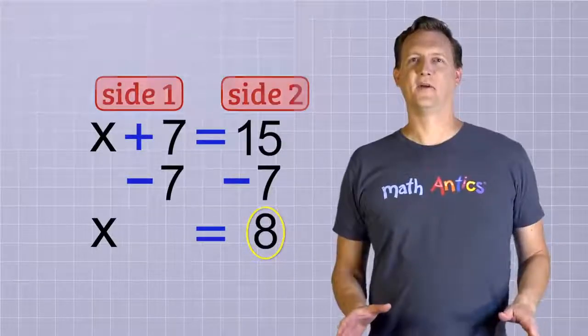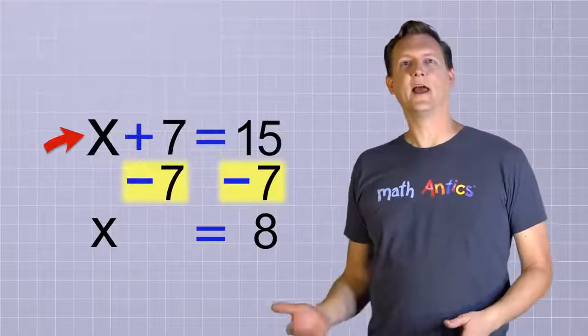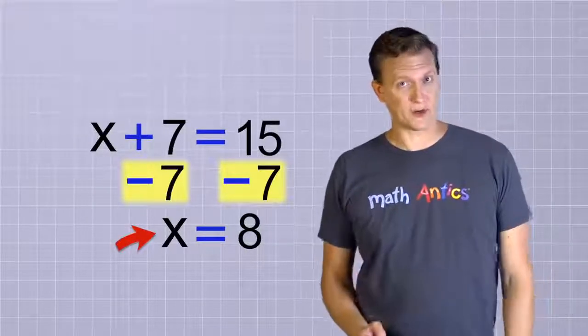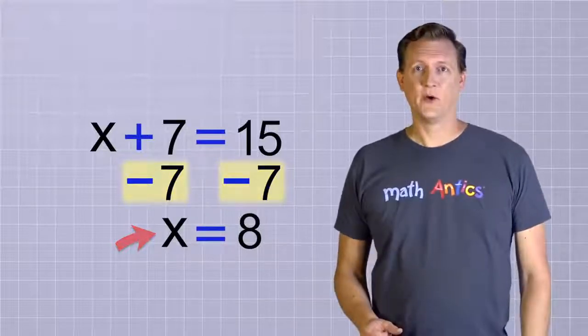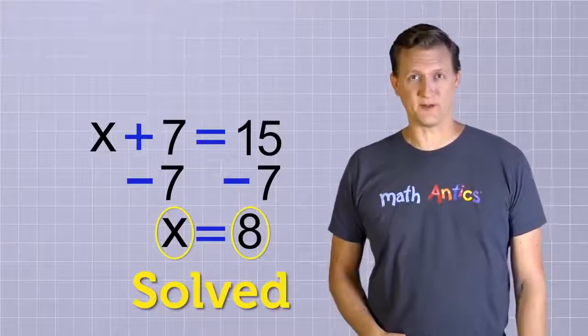There. By subtracting 7 from both sides, we've changed the original equation x plus 7 equals 15 into the new and much simpler equation x equals 8, which tells us that the unknown number is 8, and we've solved the equation.